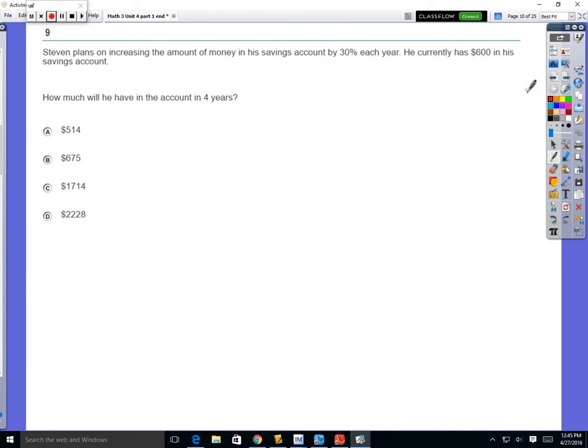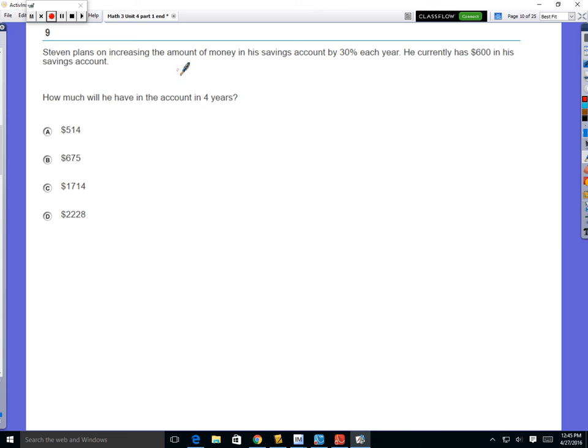Number 9, Steven plans on increasing the amount of money in his savings account by 30% every year. He's currently got 600 bucks. How much is he gonna have in the account in 4 years? So you take his 600 bucks and you're gonna times it by 1 plus 30%.